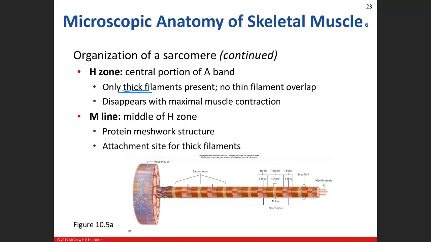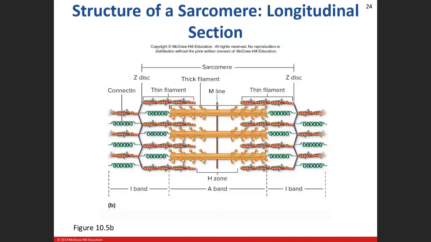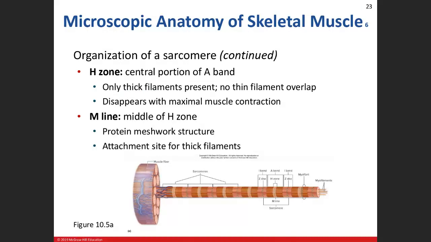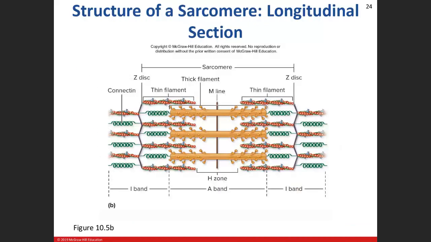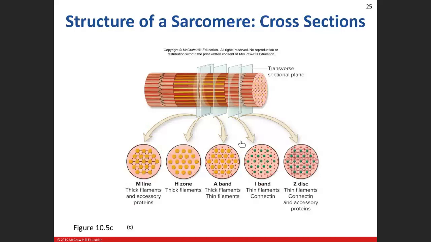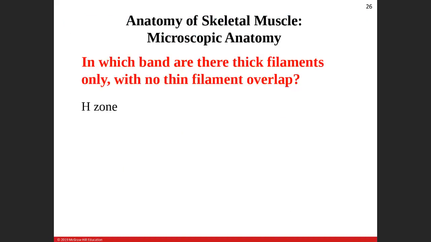And again, this is one of those areas that completely goes away when we have maximal muscle contraction. That's because we get overlap in that area, as the thin filaments slide past all the way up to where they almost make connection with the M line. In which band are there thick filaments only with no thin filament overlap? That's going to be the H zone, where the M line is the central portion.